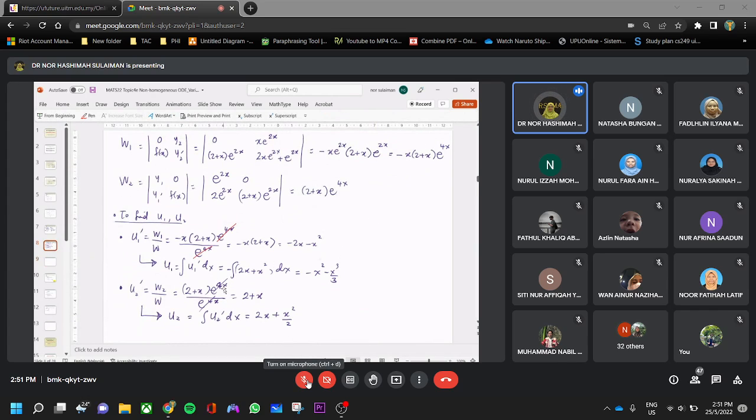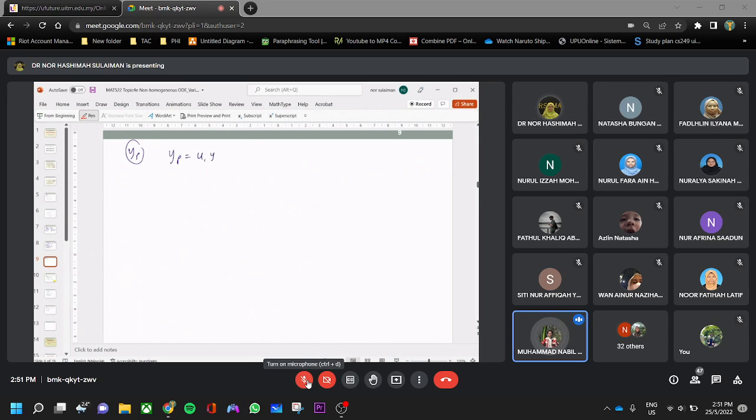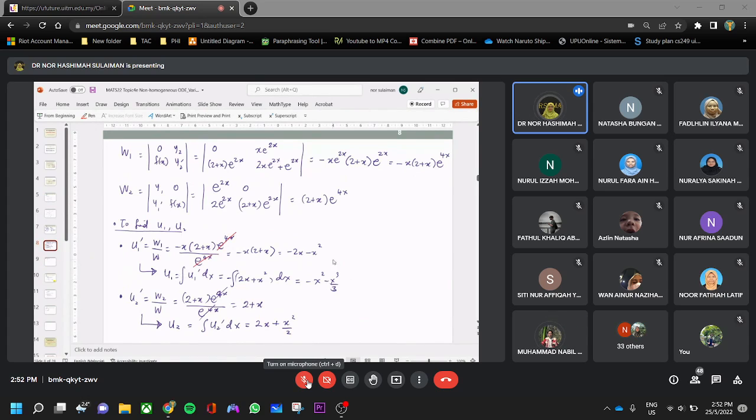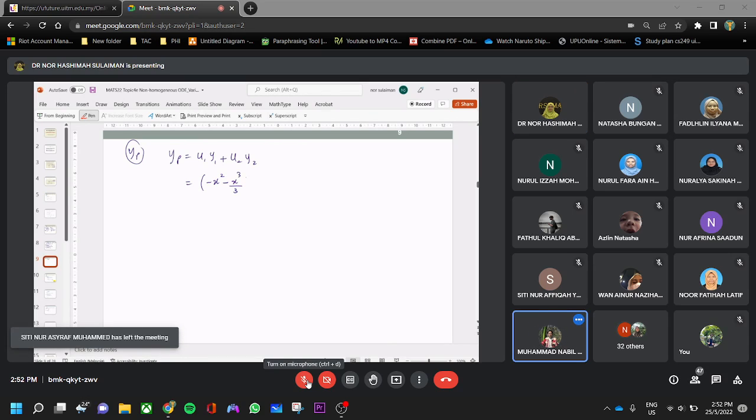Okay. Dah dapat dah U1 dengan U2. So boleh tak kita cari YP kita? So what is the YP? YP equals to what? U1 y1 plus U2 y2. Apakah dia U1 tadi? Ingat tak lagi? Siapa yang ada pictorial ni tolong tengok lama sikit. 1, 2, 3 hafal. Sebut: negative x square minus x cube over 3.